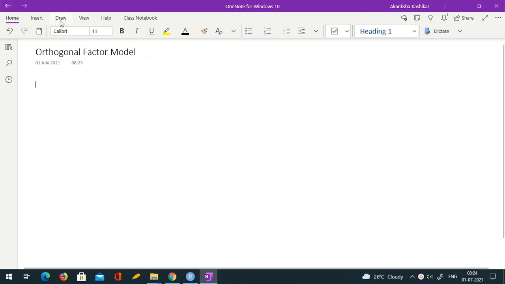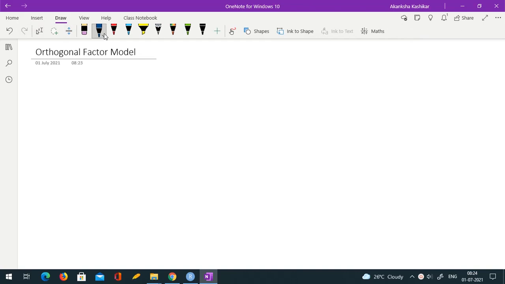Hello everyone. So today we will start with the actual mathematical details of the factor analysis. We are mainly going to study what is known as the orthogonal factor model. So what are we supposed to do here?